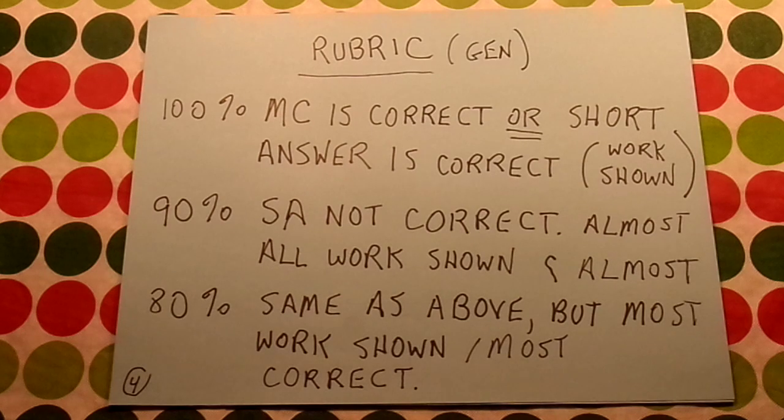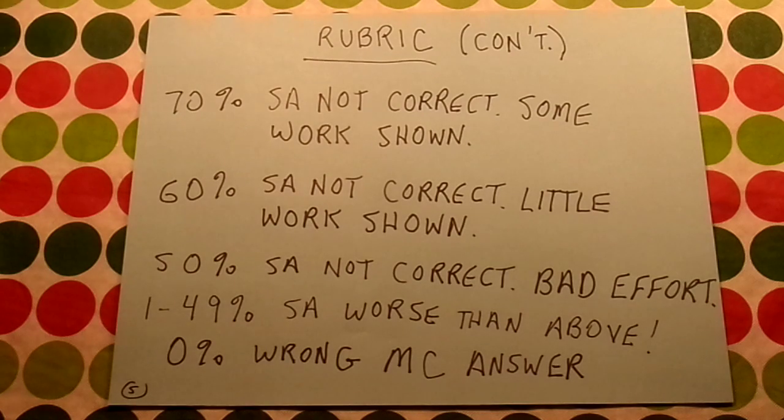Well, as you move down towards 80%, it's the same as above. The short answer is not correct. Most work is shown, most work is correct, but we don't quite hit that almost category. There's some things missing here. To drop down closer to 70%, the short answer is not correct, just as before. There's some work shown, but I wouldn't even go as far as to say all work. Or it might be that it's just plain wrong.